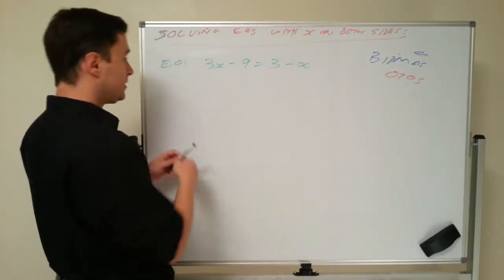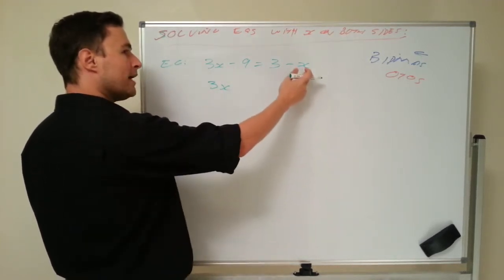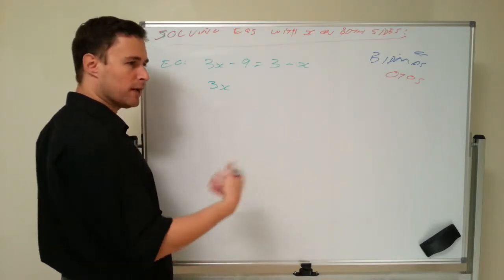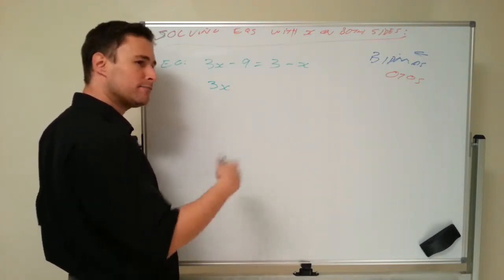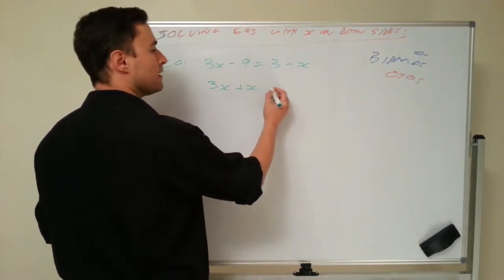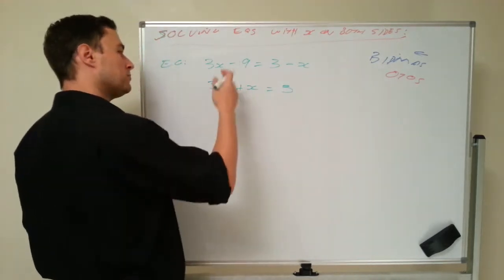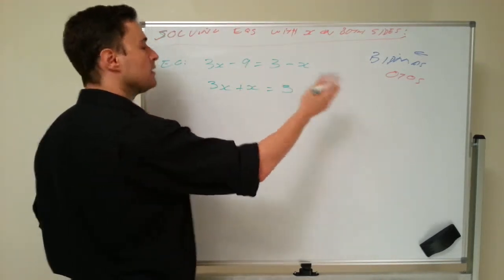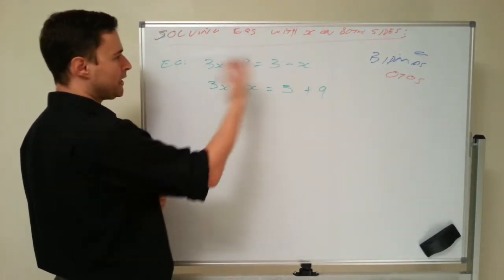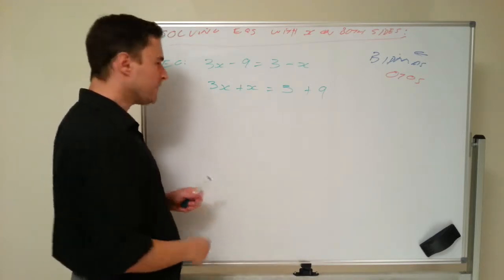This 3x stays there. The opposite of minus x is plus x. Plus x equals. This 3 stays on that side. I'm going to do two moves at once: the opposite of minus 9 is plus 9. Plus 9. Are you with me? So there's the move. I've got all my x's to one side and all my numbers to the other side. Now let's tidy stuff up.